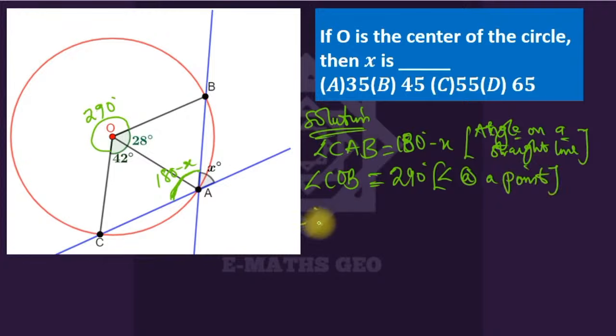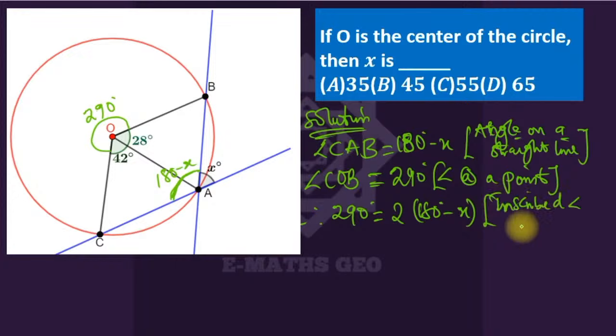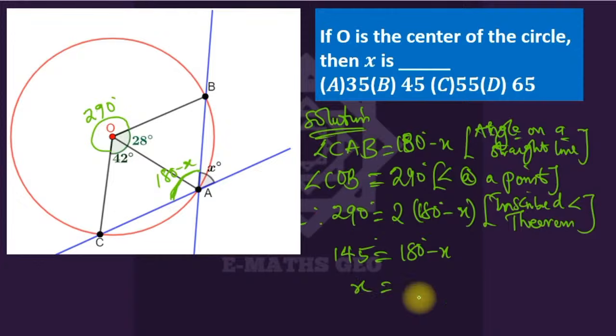Therefore, from our inscribed angle theorem, the central angle, which is 290, is equal to 2 times 180 minus x, as inscribed angle theorem. So this is 145 equals 180 minus x, so I divided both sides by 2. Therefore x is now 180 minus 145, which is 35.